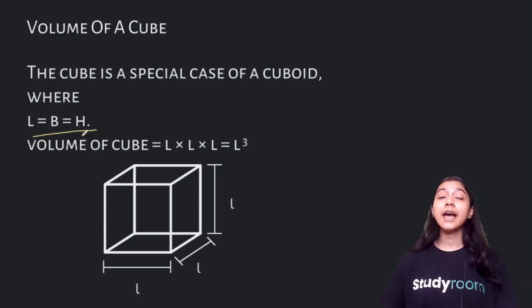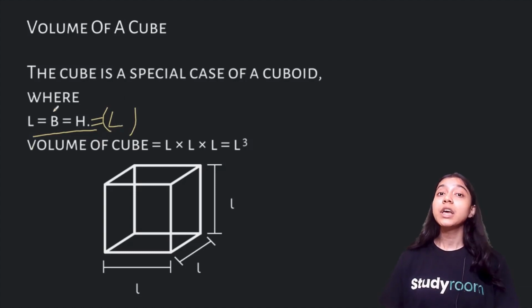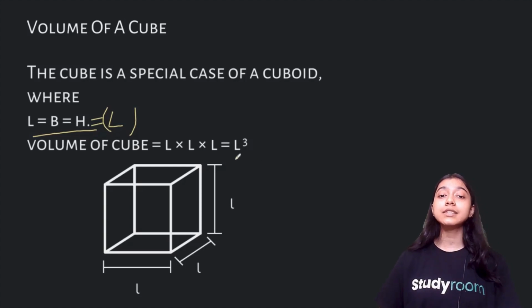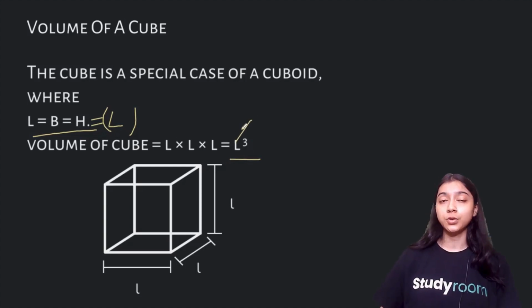Length, breadth and height become equal. So let's say length equals breadth equals height equals L. If we are taking L as a unit to represent length, breadth and height, because in a cube, each of these length, breadth and height are equal, the volume of the cube will be L multiplied with L multiplied with L. That ultimately gives us L cube. So the formula for calculating the volume of a cube will be L cube, where L is nothing but each of the edges of the cube.